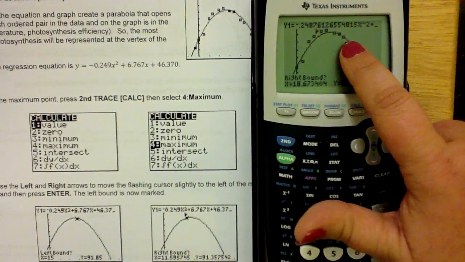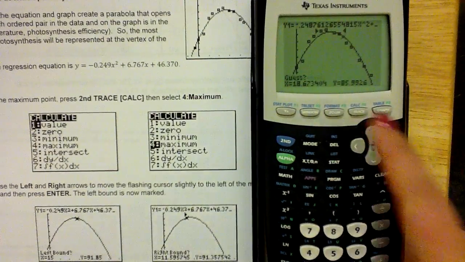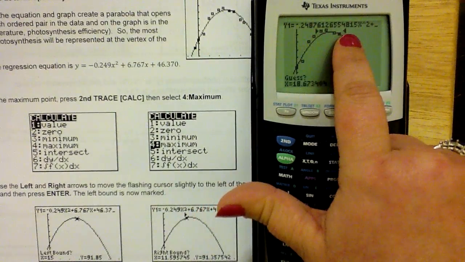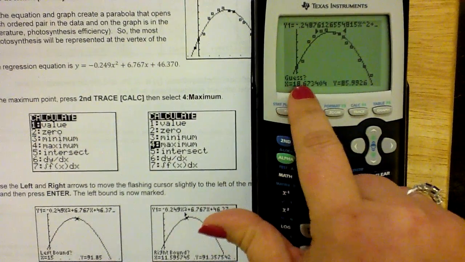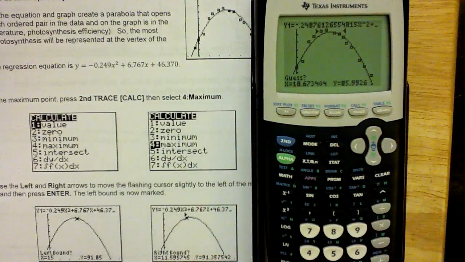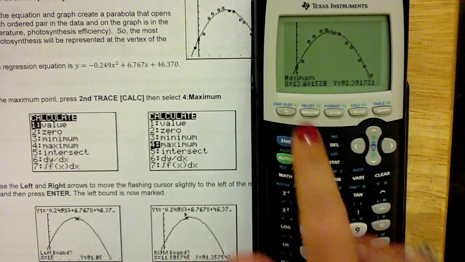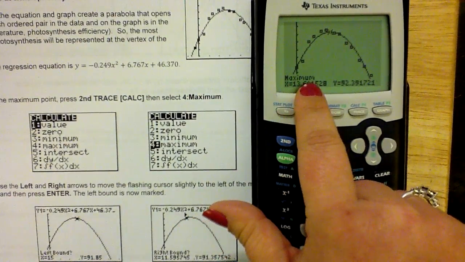So notice there he is, right bound, press enter. You'll notice these two little arrows show up on the screen. That's where your graphing calculator is going to look for the maximum, between those two arrows. And then it says guess. I don't feel like guessing. You can throw in a guess if you want, but if you don't feel like guessing, just press enter again, and notice it now says maximum.